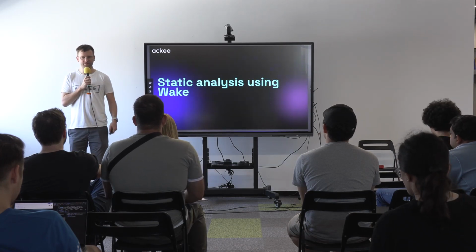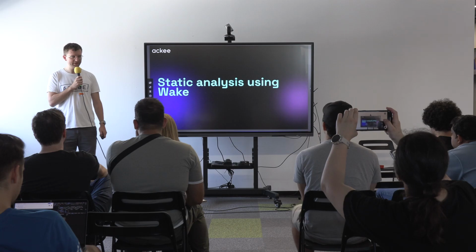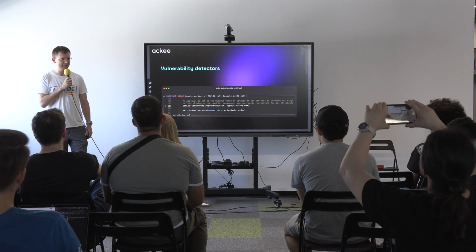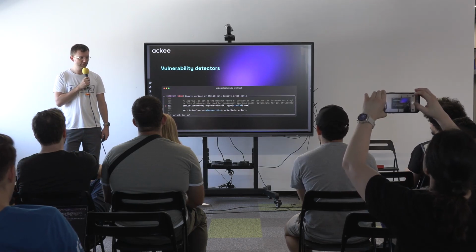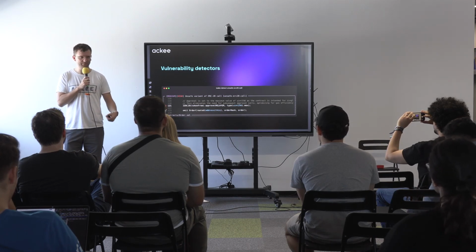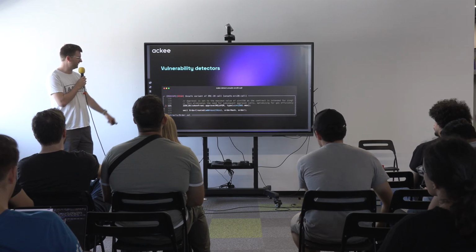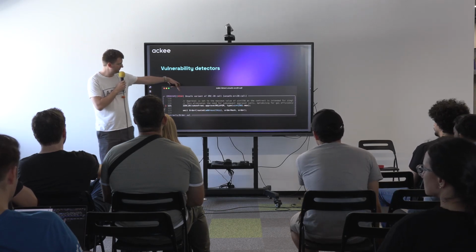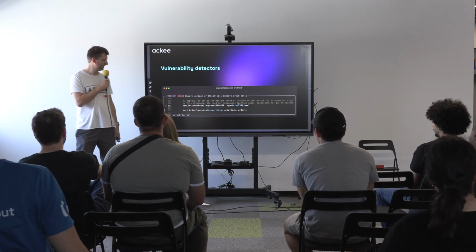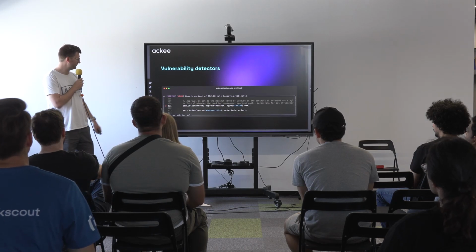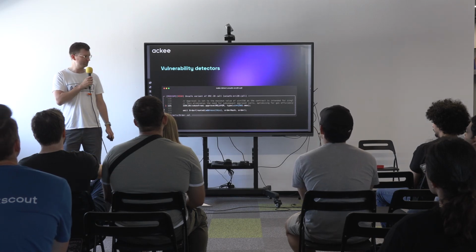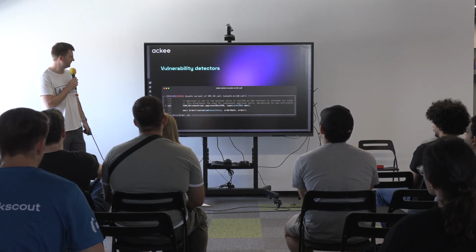So first of all, static analysis in Wake. The output of the command line static analysis in Wake looks like this. We wanted to make the output very readable and pretty. So basically, this is one detector. Here is the name of the detector. We also have here impact and severity. And it's easily marking the line where the possible issue is. So these are the outputs of the static analysis.